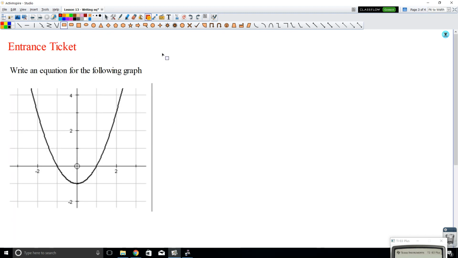Here is your entrance ticket. You've been given this equation, this graph. Write an equation for the following.